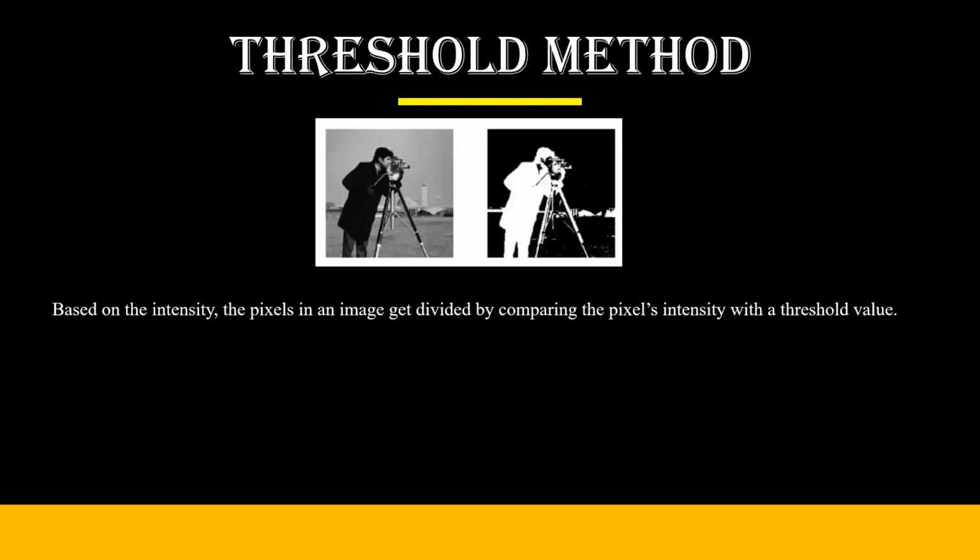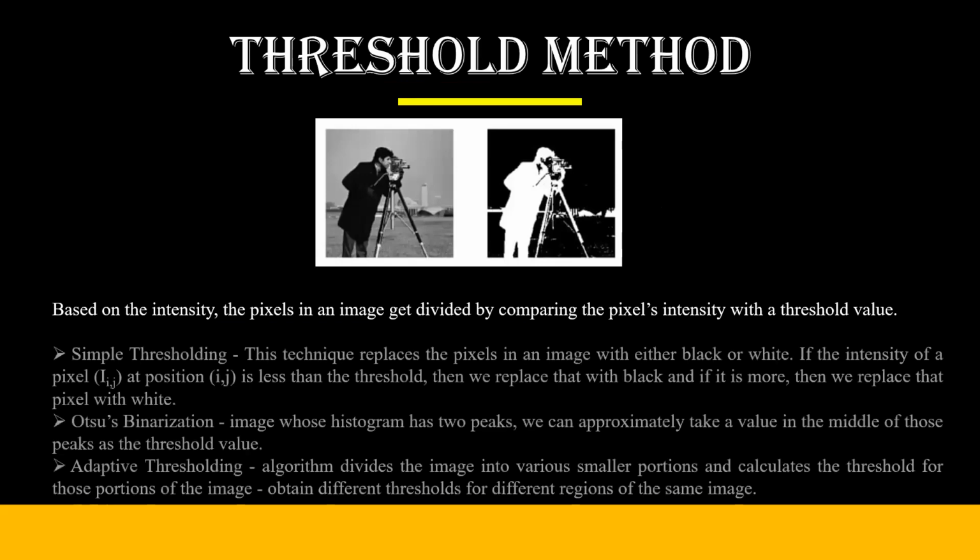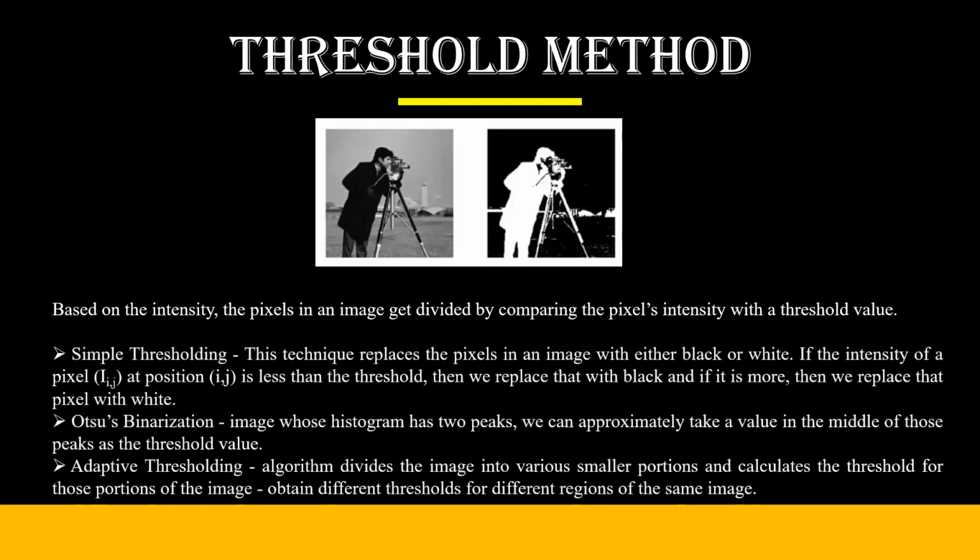Now coming to the threshold method, we can see these two images, but they are very different from each other. We set a certain threshold value and compare the pixels in the images with that threshold value, and then assign certain labels to the pixels. And it could be done by three different ways of doing thresholding.